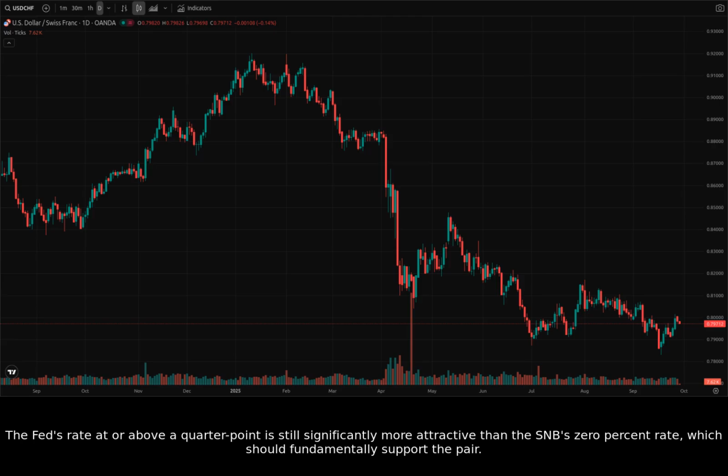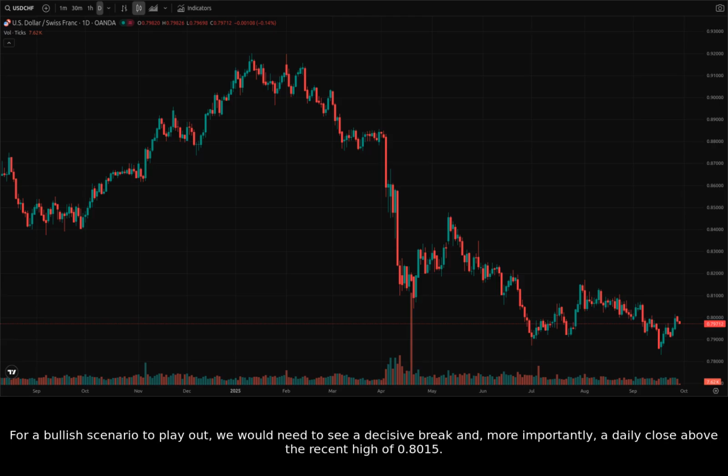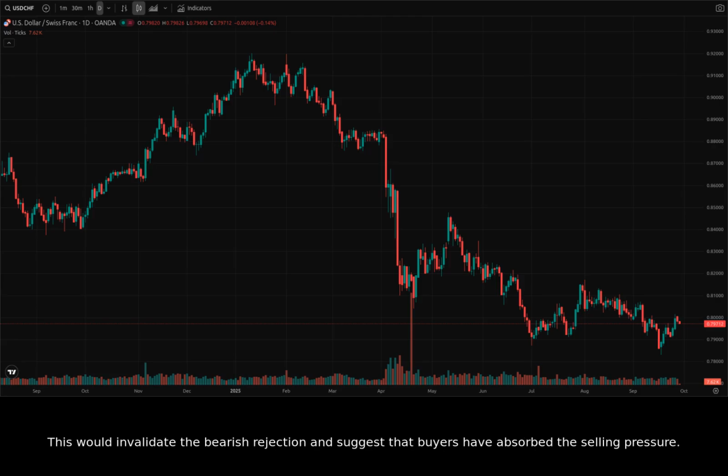Now for the bullish case, while technically weaker, it is supported by the fundamental interest rate differential. The Fed's rate at or above a quarter point is still significantly more attractive than the SNB's 0% rate, which should fundamentally support the pair. For a bullish scenario to play out, we would need to see a decisive break and, more importantly, a daily close above the recent high of 0.8015. This would invalidate the bearish rejection and suggest that buyers have absorbed the selling pressure. If this occurs, the next logical target for the bulls would be the resistance from the August high, up around 0.8130.